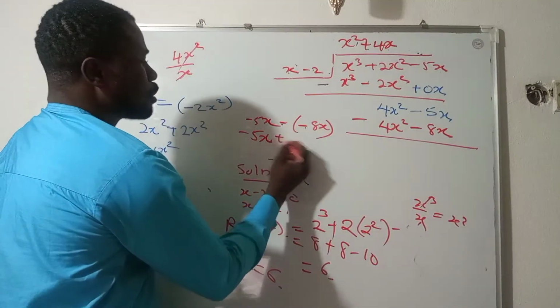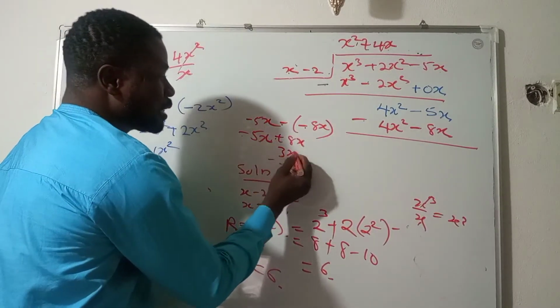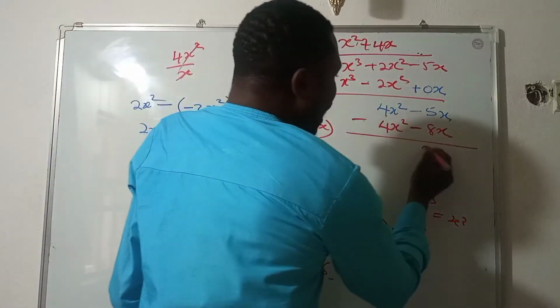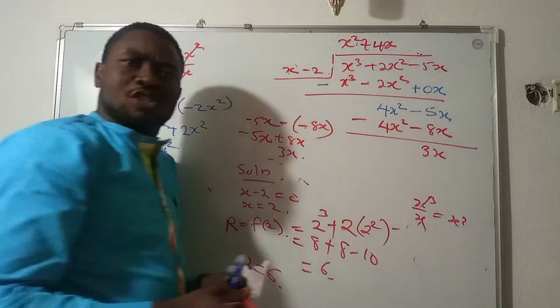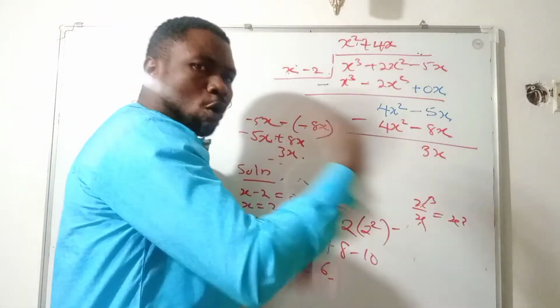This times this will be plus 8x. Of course, you know that minus 5x plus 8x will give us what? 3x. I will now come here and write there 3x. What do you see? The power of this x is 1. The power of this x is 1. I will continue to divide.